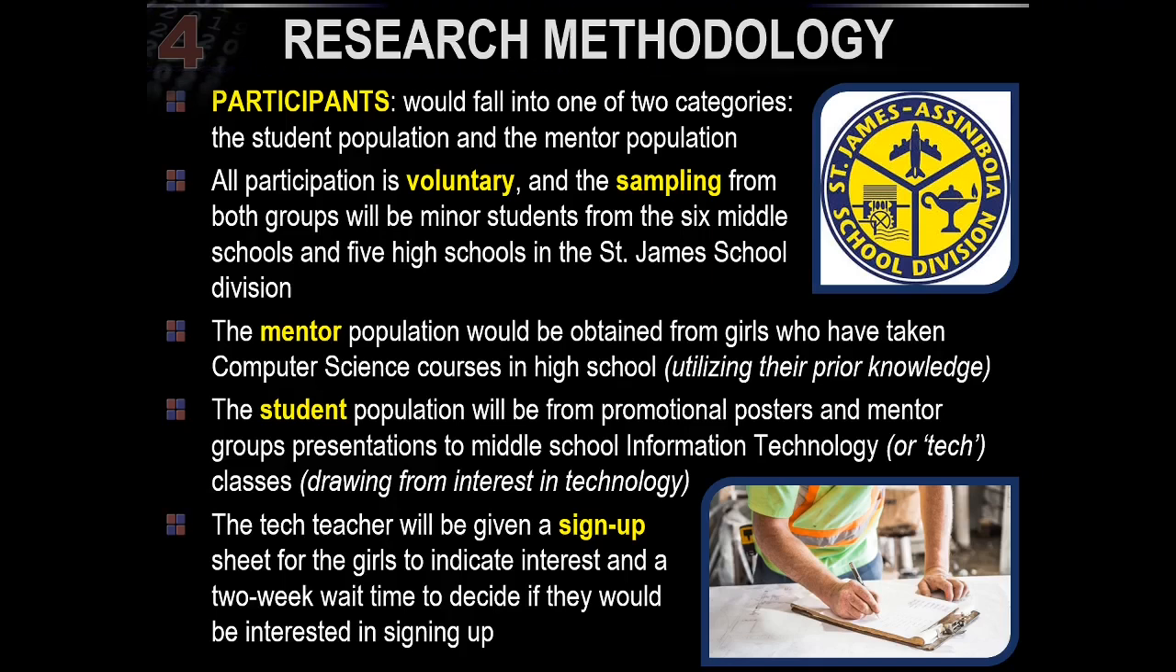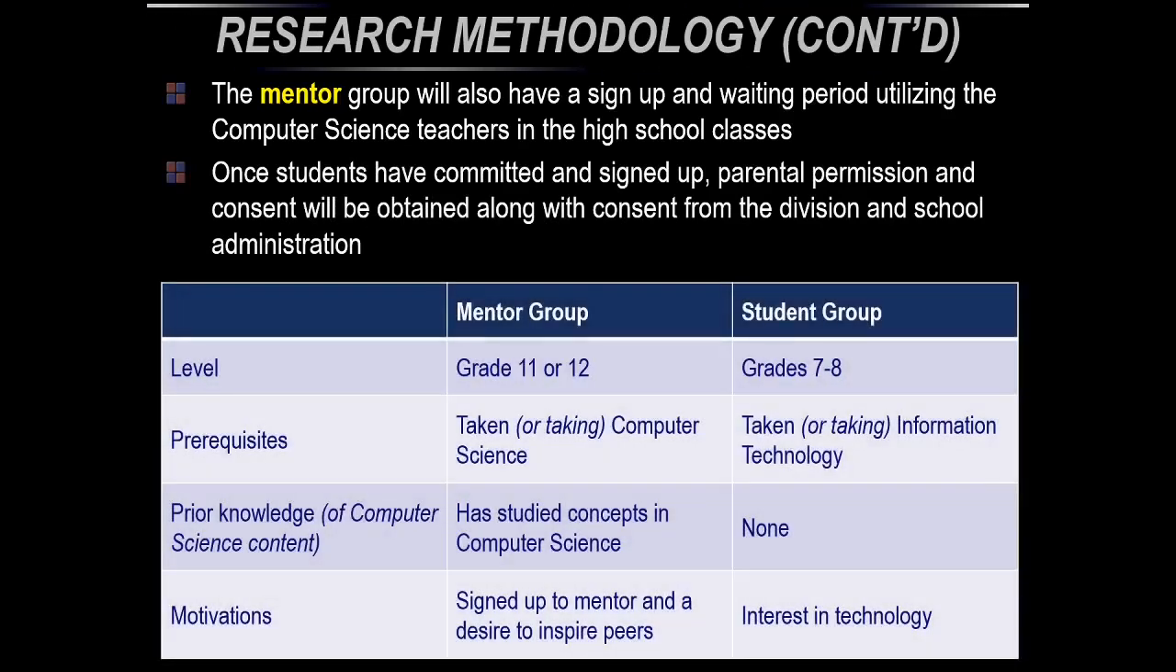And then tech teachers in the middle schools will be given a sign-up sheet for the girls to indicate that they'd be interested in participating in the research. The mentor group would also have a sign-up sheet in the high school classes. And then once both groups have committed and signed up, permission forms from parents, and consent forms from the division and school administration would be obtained. So looking at the chart I presented here, the mentor group would be a grade 11 or 12 level, whereas the student group would be a grade 7 or 8 level.